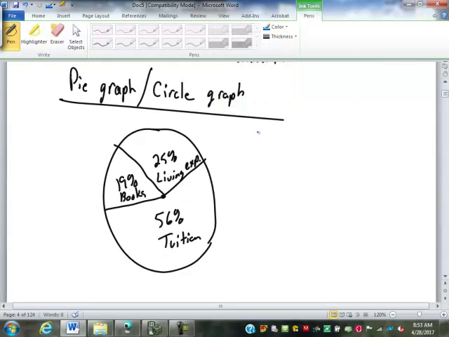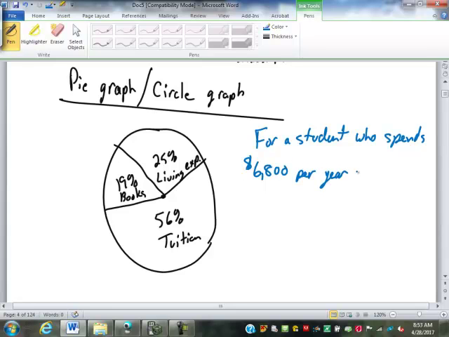You might be asked something like, for a student who spends $6,800 per year for school, how much is expected to go to books?